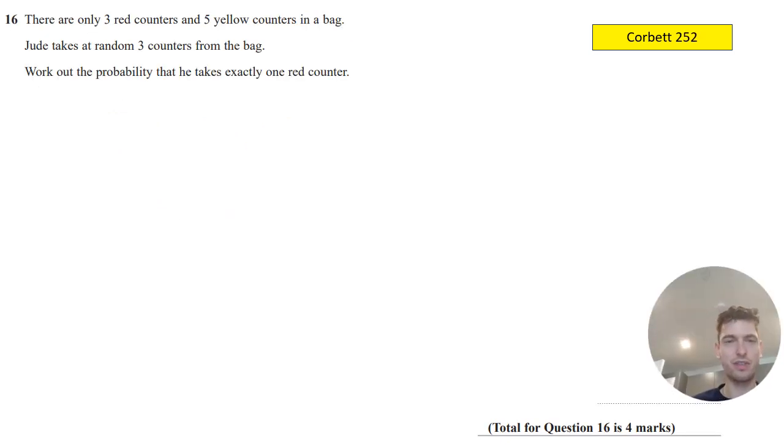Okay, next question, question 16. There are only 3 red counters and 5 yellow counters in a bag. Jude takes at random 3 counters from the bag. Work out the probability that he takes exactly 1 red counter. And I want my answer to be a probability. Now, what kind of question is this? Well, it's talking about probability. It's talking about taking some counters. So I think this is a probability tree type of question. So let's set up the probability tree.